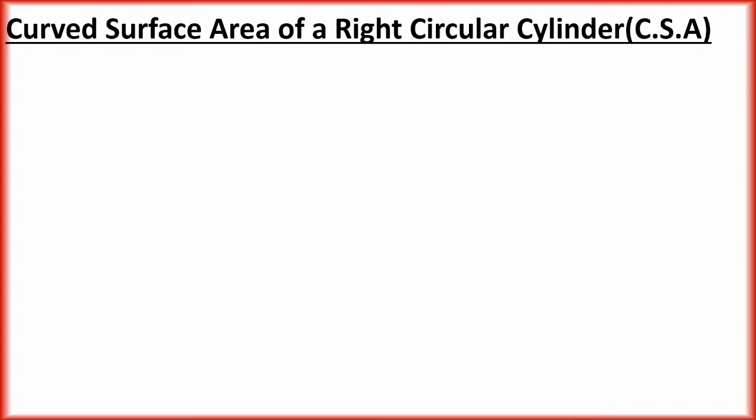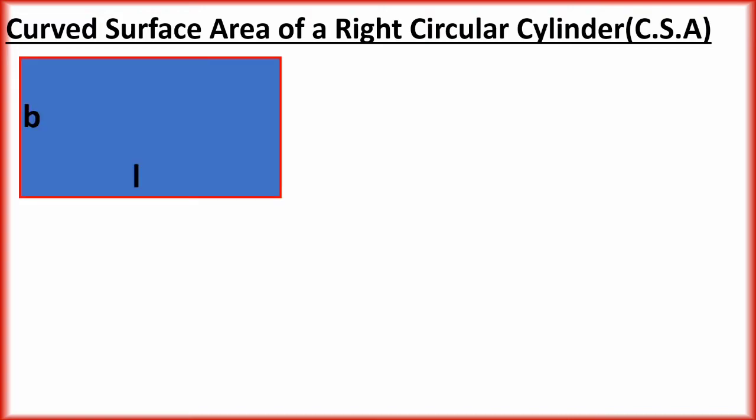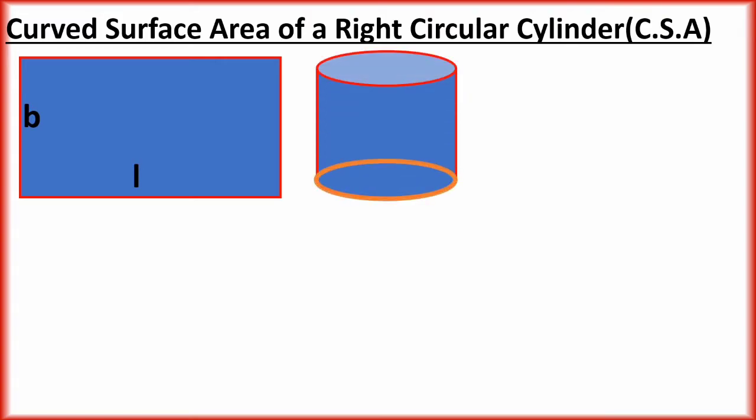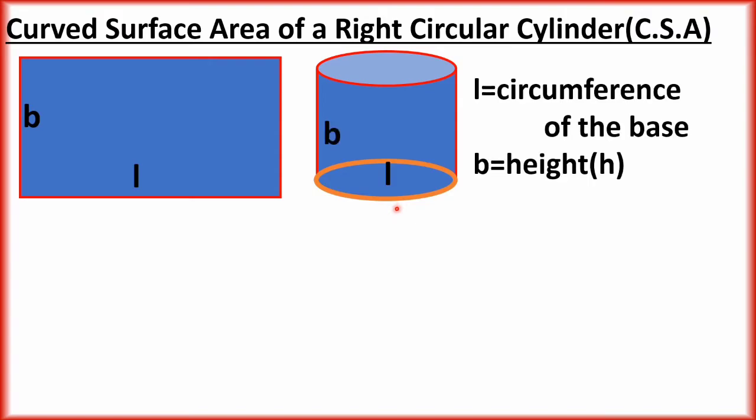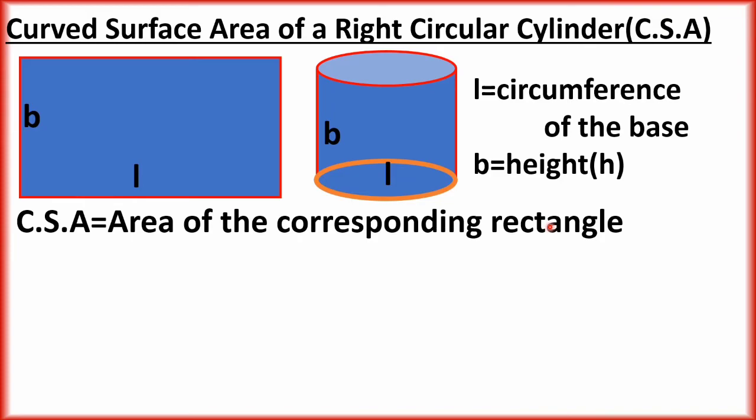See how to find the formula for curved surface area. See here, this is a rectangle, length and breadth. In this cylinder, the length of the rectangle is the circumference of the base of the cylinder. l equals the circumference of the base. We know what is the circumference of the circle? 2 pi r. We denote the breadth as the height of the cylinder, that is h.